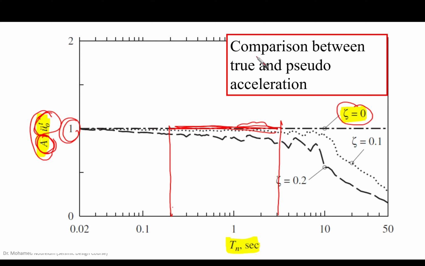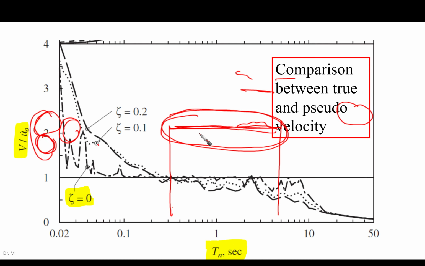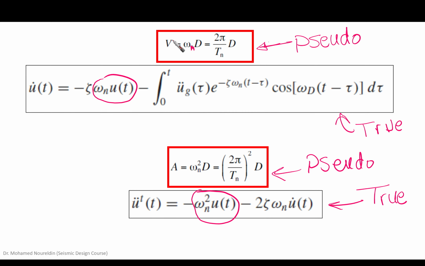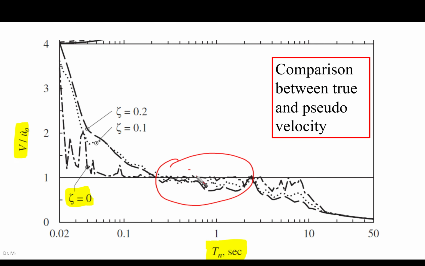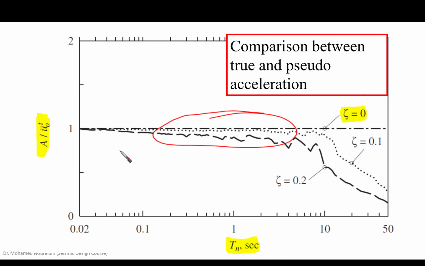So this is the comparison between true and pseudo acceleration, and we found that they are the same in the particular range that we are interested in. This means that we are okay to use v, the pseudo velocity, instead of the true velocity because they are going to be the same, and it is okay for us to use a, the pseudo acceleration, instead of u double dot t, the true acceleration, because they are going to be the same in the range that we are interested in, as you can see here.